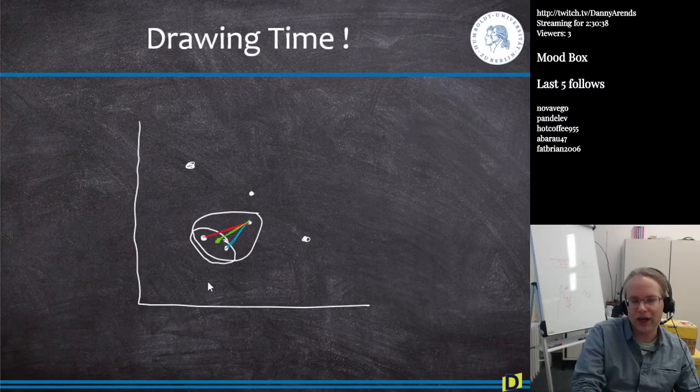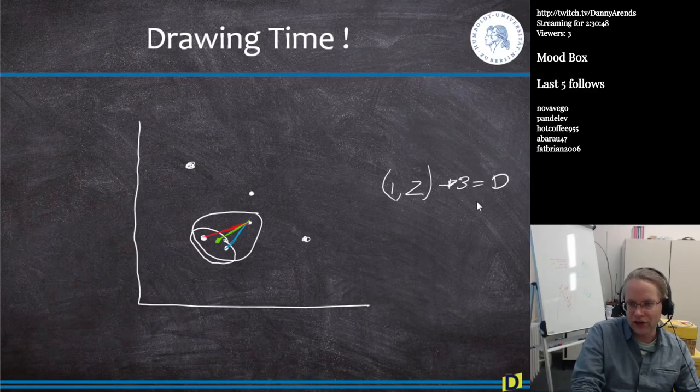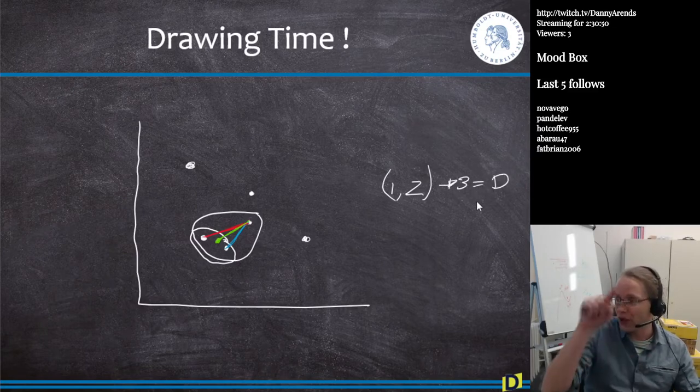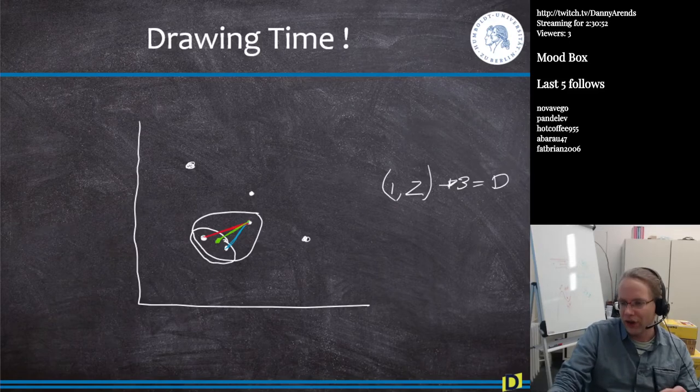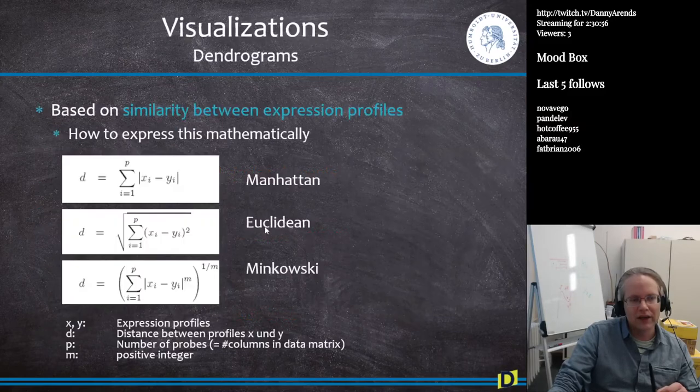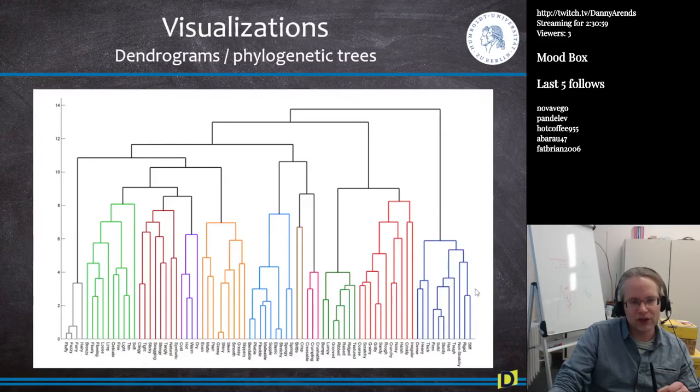So now we say that, hey, we have now 1, 2 towards 3 is a certain distance, right? And that's the distance that is being plotted in a tree. So if I go back here and show you the dendrogram again, then this is the distance between 1 and 2. So that's the height here on the graph, which is from 0 to 14, right?